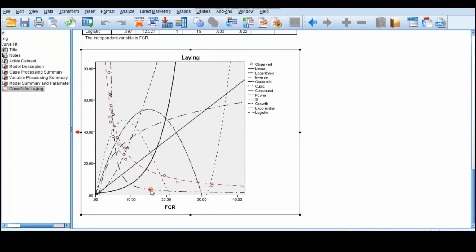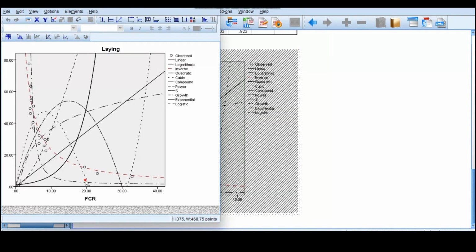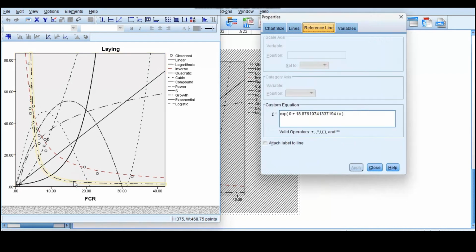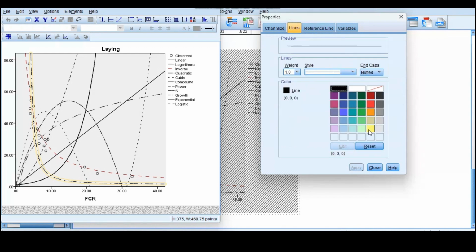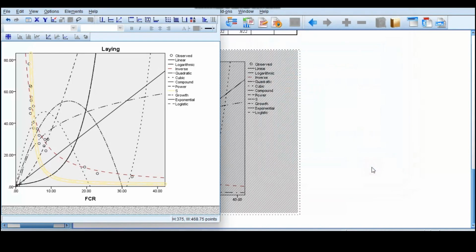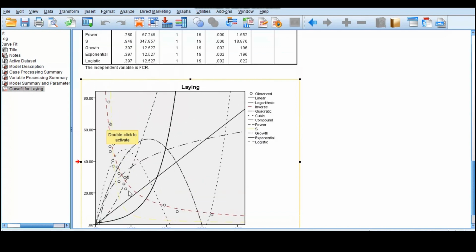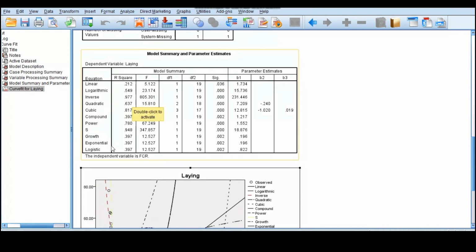So also the other one we can try to see, let us see which one is this. Let me just double click it, and then we see which. So you can see this is S. You can see most points are within the inverse. So S is 0.948.